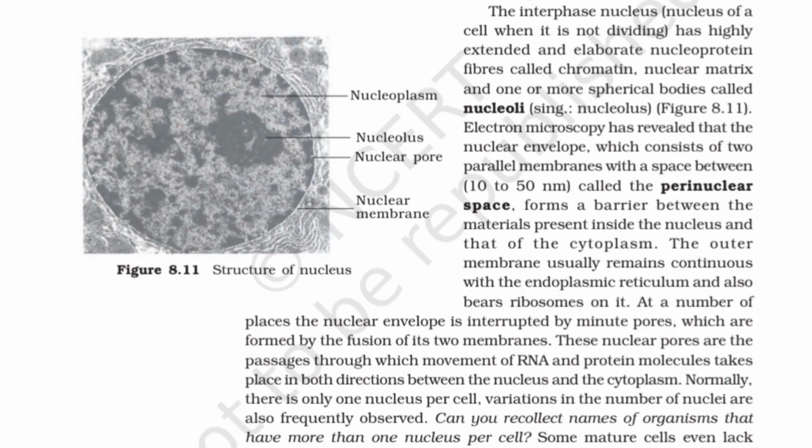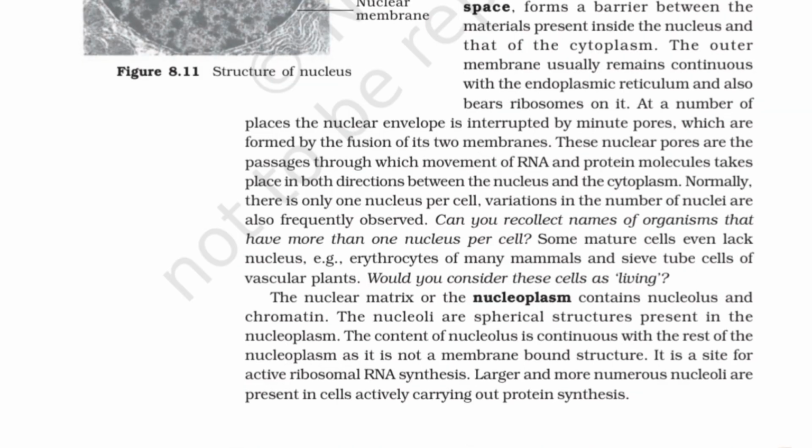Normally, there is only one nucleus per cell. Variations in the number of nuclei are also frequently observed. Can you recollect names of organisms that have more than one nucleus per cell? Some mature cells even lack a nucleus, for example, erythrocytes of many mammals and sieve tube cells of vascular plants. Would you consider these cells as living?